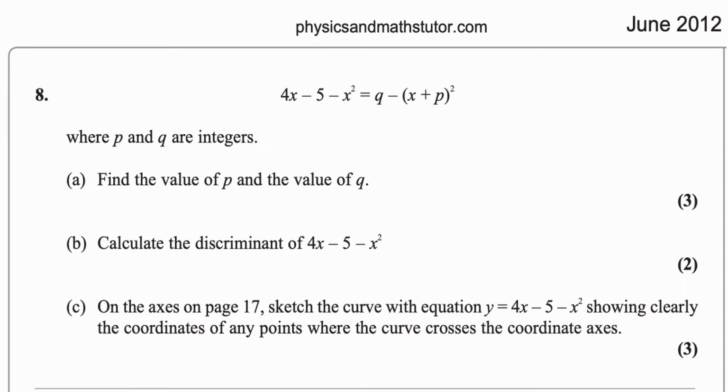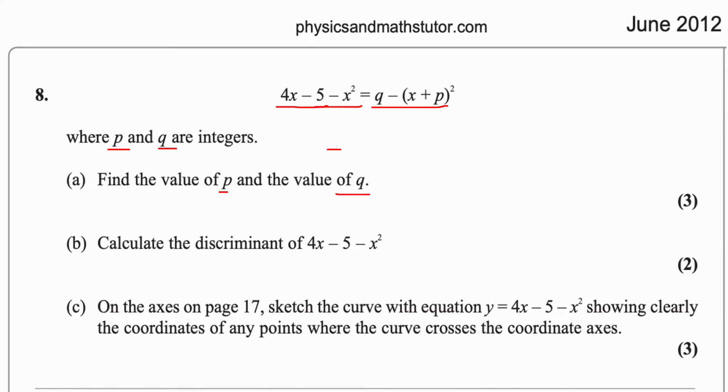This is question number 8, guys. So we've got 4 minus 5x minus x squared is equal to q minus bracket x plus p all squared, where p and q are integers. Part A, find the value of p and the value of q. So it's completing the square on the negative quadratic.